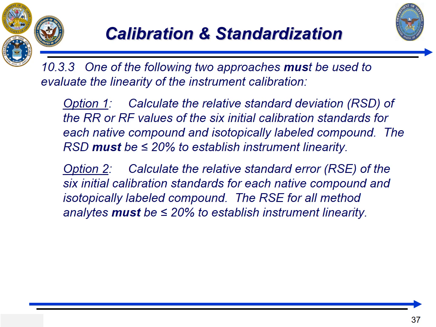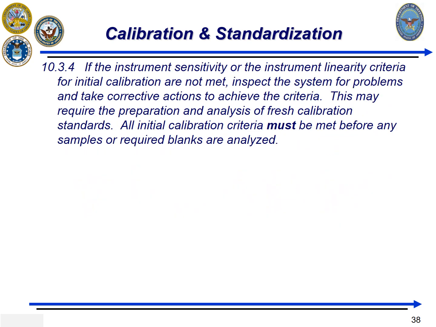The method gives you 2 options for evaluation of the linearity of the instrument calibration. Either the relative standard deviation or the relative standard error. Both must be less than or equal to 20% to establish the instrument linearity. Section 10.3.4 states that if the signal-to-noise ratio criteria or the instrument linearity criteria for the initial calibration are not met, then corrective action must be taken to achieve this criteria. All calibration criteria must be met before any samples or required blanks are analyzed.